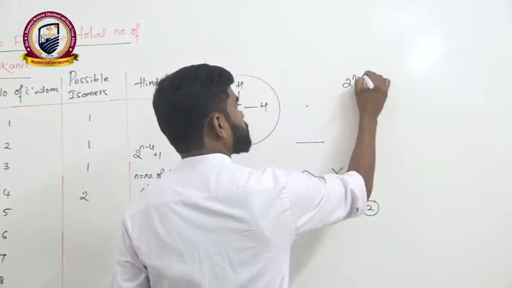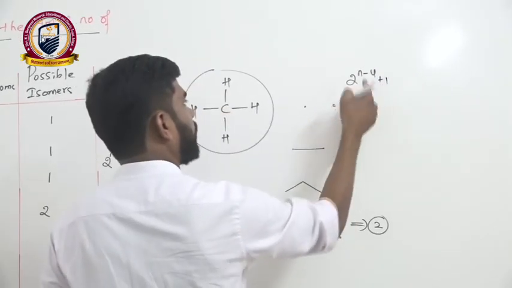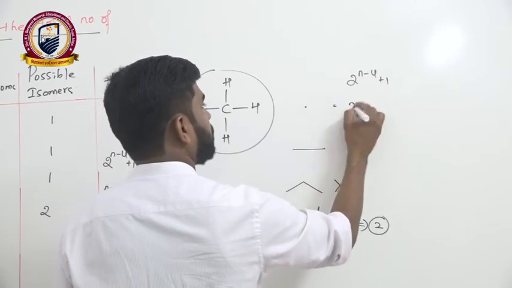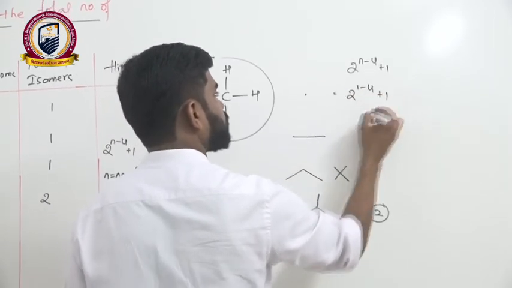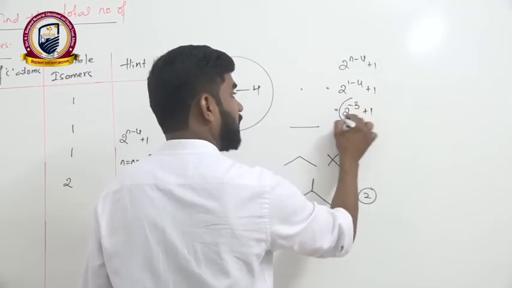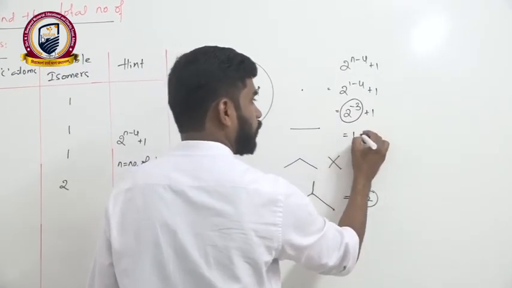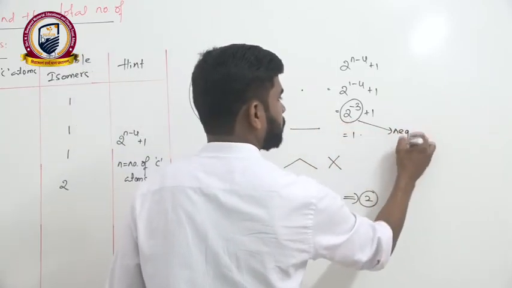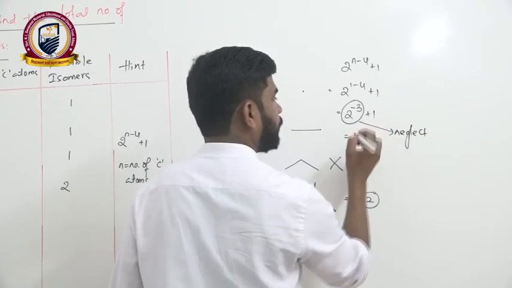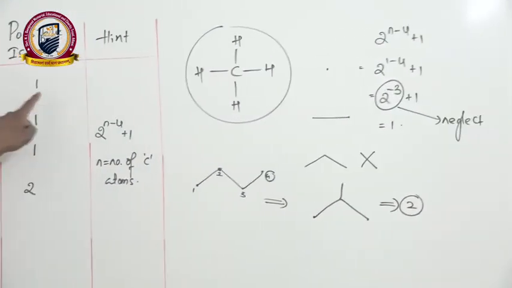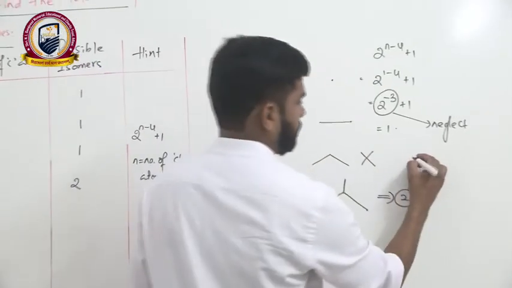What is the formula? 2 raised to n minus 4 plus 1. For methane, how many carbon atoms are there? 1 carbon atom. Put the value of n. 2 raised to 1 minus 4 plus 1, which is equal to 2 raised to minus 3 plus 1. Neglect this negative part. You will get 1. So neglecting this negative part, we will remain with 1. Therefore, the possible isomers for methane will be 1. Go for ethane.